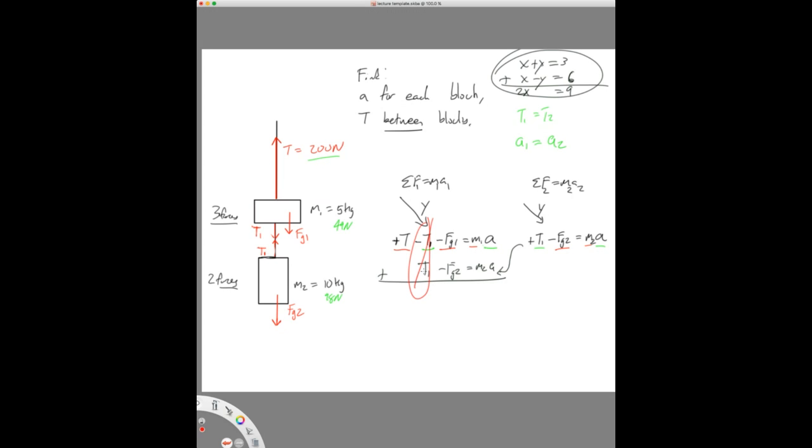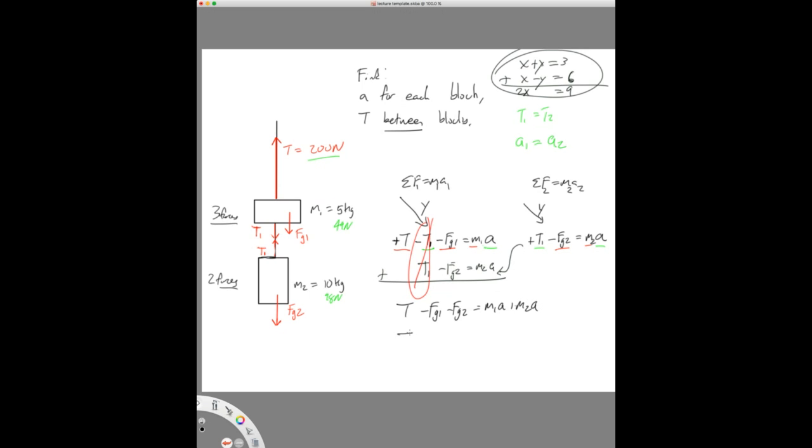Newton's second law. So what do we get when we add them? We're going to get a T minus FG1 minus FG2 equals M1A plus M2A.